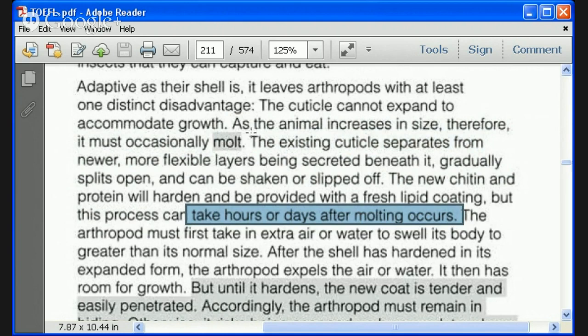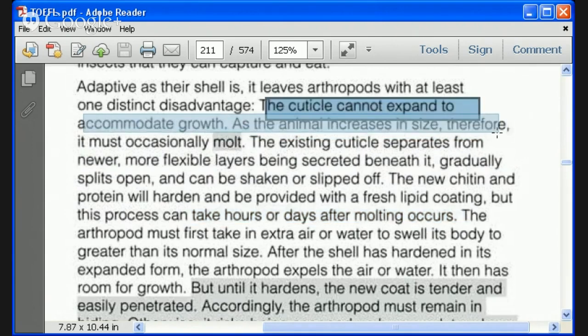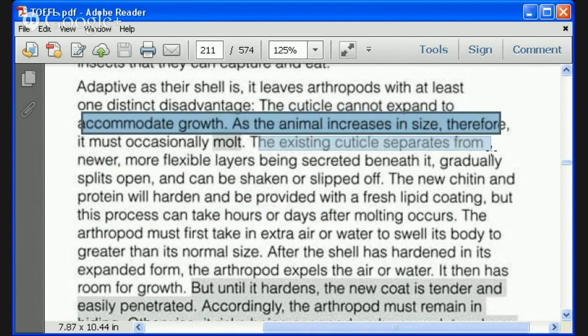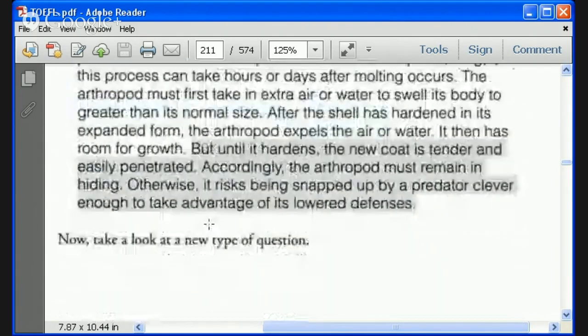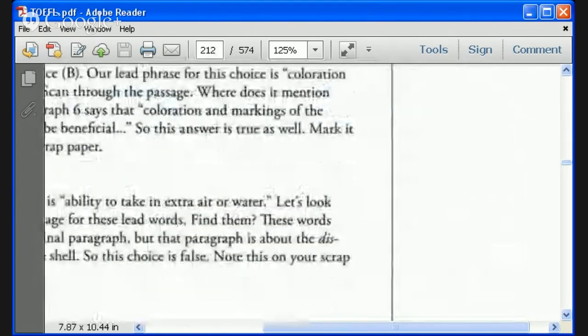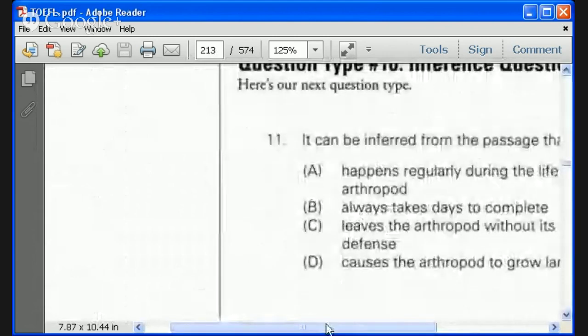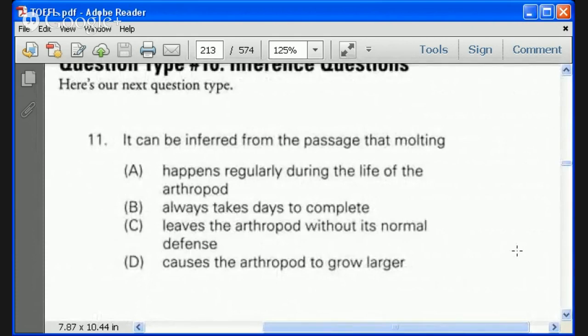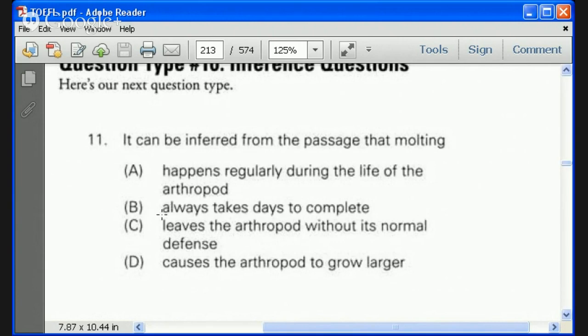The real essential information for molting is here. The cuticle cannot expand to accommodate growth. As the animal increases in size, it must molt. Okay. Be shaken or slipped off. All right. So I'm kind of very carefully reading that information. Now I may have to go back and forth here with this. Okay, what can be inferred from the passage? Okay, remember, this is difficult because many of these can be inferred, actually.